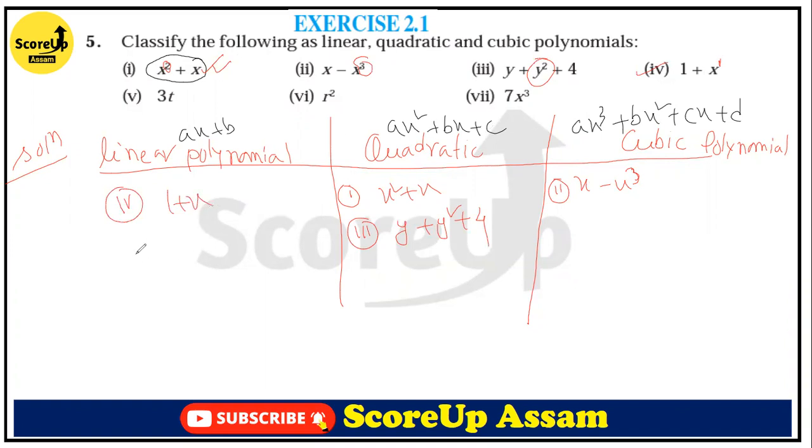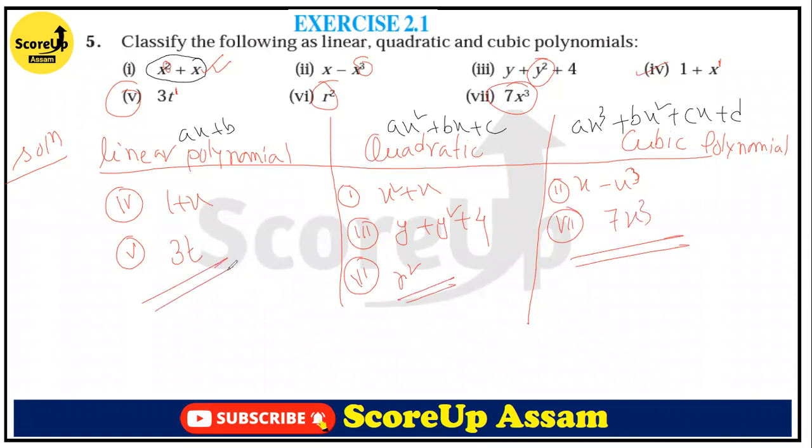Okay. What about question number 5? It is also a linear polynomial because the degree is 1. Okay. Now what about this? This is a quadratic polynomial because the degree is 2, r square. What about this? This is a cubic polynomial because the degree is what? Degree is 3. Okay. I hope it is clear to everyone.